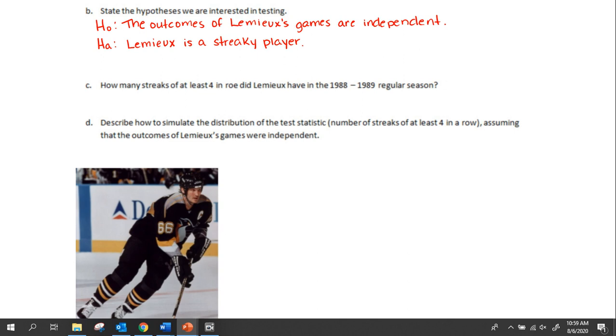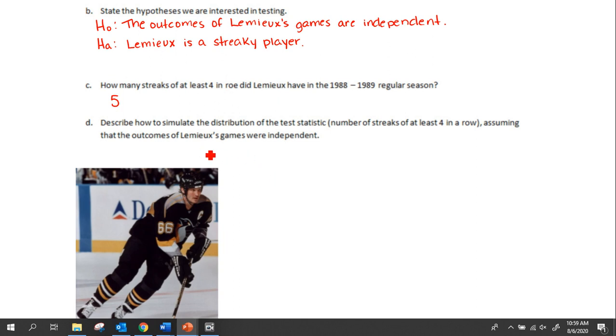How many streaks of at least 4 in a row did Lemieux have in the 1988-89 regular season? Well, if you go back and you count, he had 5 streaks of at least 4 or more.